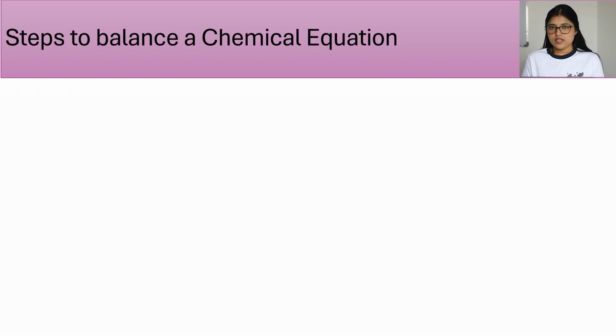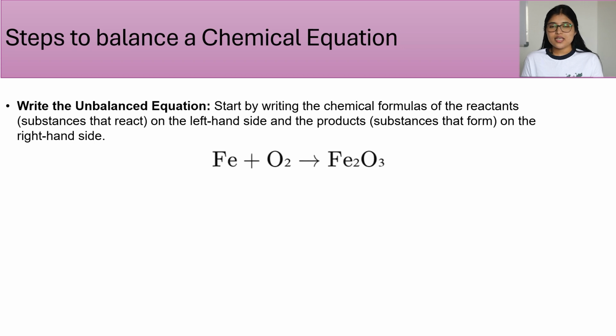How to balance a chemical equation? The first step is to write down the unbalanced equation. Here we can see iron and oxygen reacting to form iron oxide. I have written down the unbalanced chemical equation. On the left hand side I have 1 iron, on the right hand side I have 2. Similarly, oxygens are 2 on the left hand side, but on the right hand side there are 3.